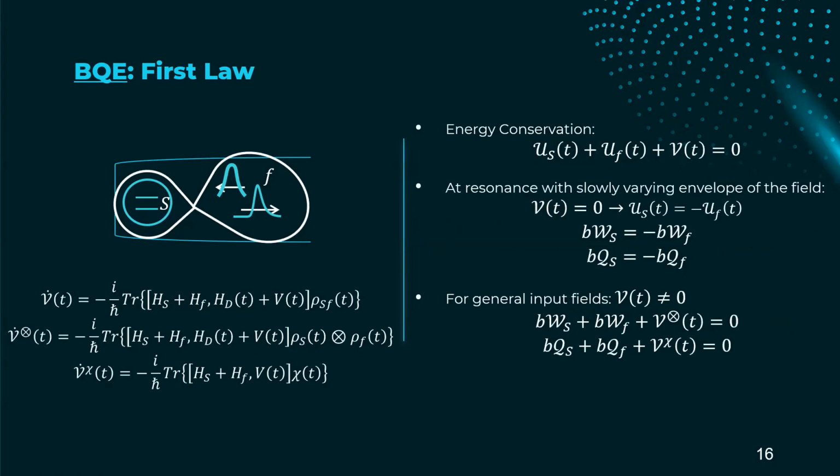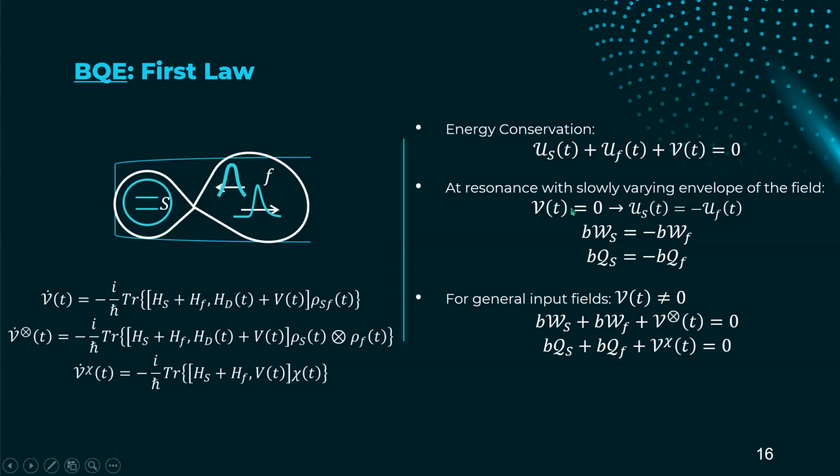So talking about the first law, we have the energy conservation, where the internal energy of the qubit plus the field, plus now there is a coupling energy term that comes here, which sum to 0. The coupling energy is essentially the average of the coupling Hamiltonian, the V of t, plus of VSF from the Schrodinger picture. Now at resonance, what we see is that this V of t goes to 0. And this is also with the slowly varying envelope approximation that I'm not going into details of, but yes, there are some assumptions under which the coupling term goes to 0.